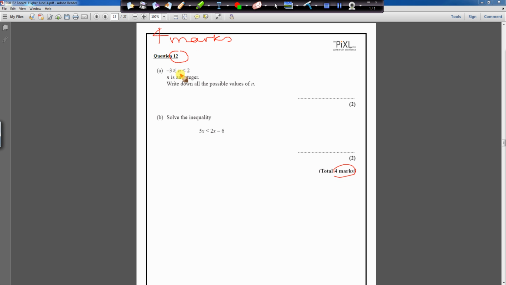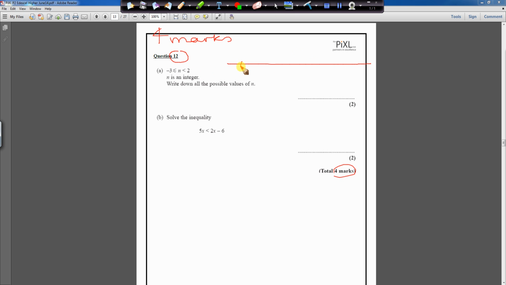We have an inequality that says n is greater than or equal to -3 but less than 2. n is an integer, write down all the possible values of n. For this kind of question, I always like to draw a quick number line. So here's my number line.